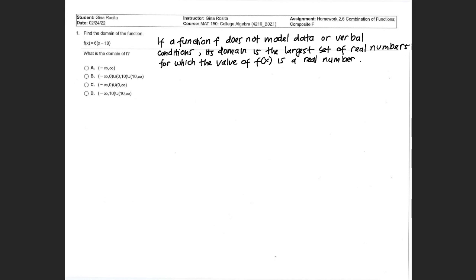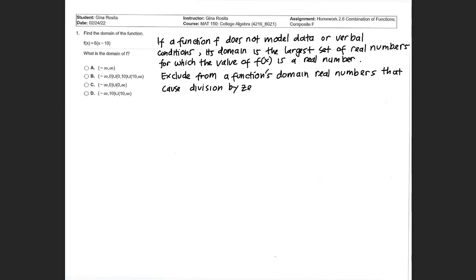Okay, exclude from a function's domain real numbers that cause division by 0. So be careful with this one. Yeah, division by 0. Careful.